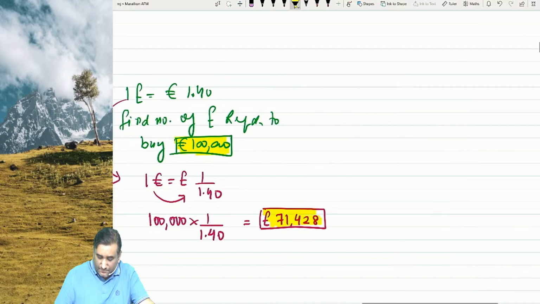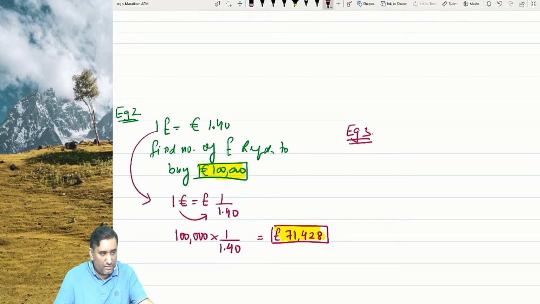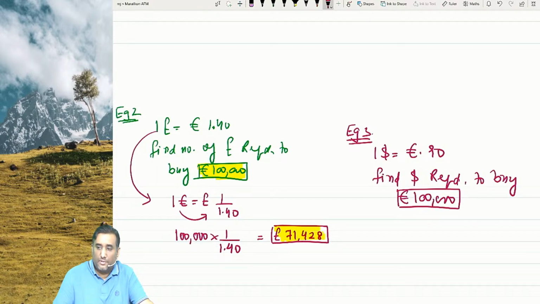Example number 3. $1 is equal to euro 0.90. Find the dollars required to buy euro 1 lakh.